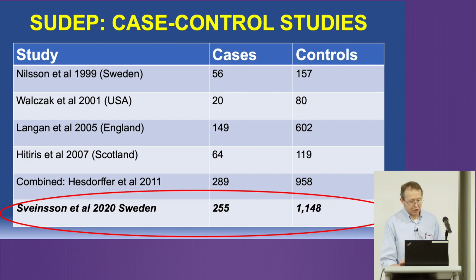In that study, they had patients who died of SUDEP, and patients who had epilepsy who were controlled for age, gender, duration of epilepsy, and some other factors, and just compared them. What did they have different?